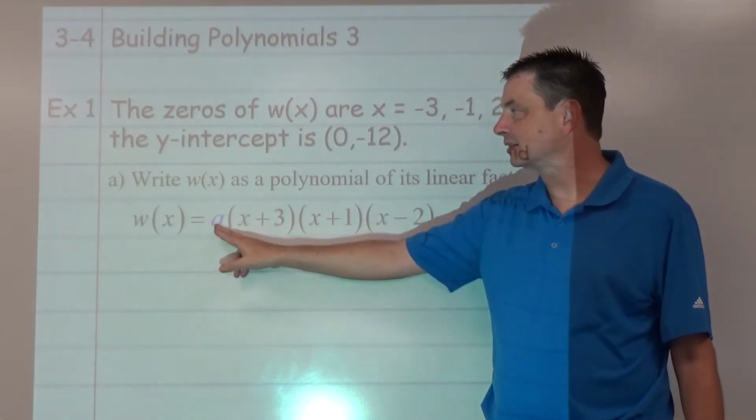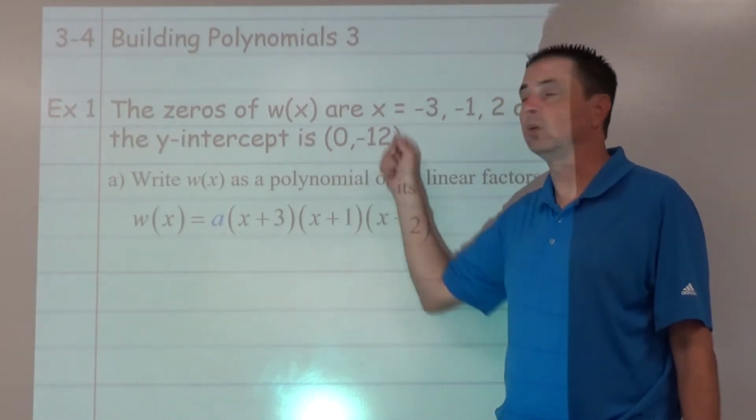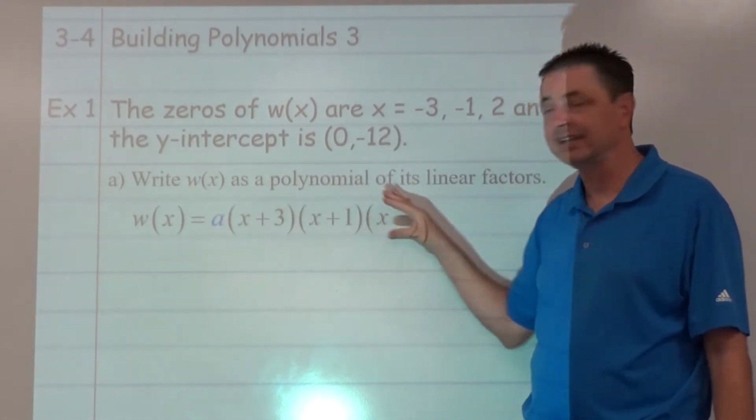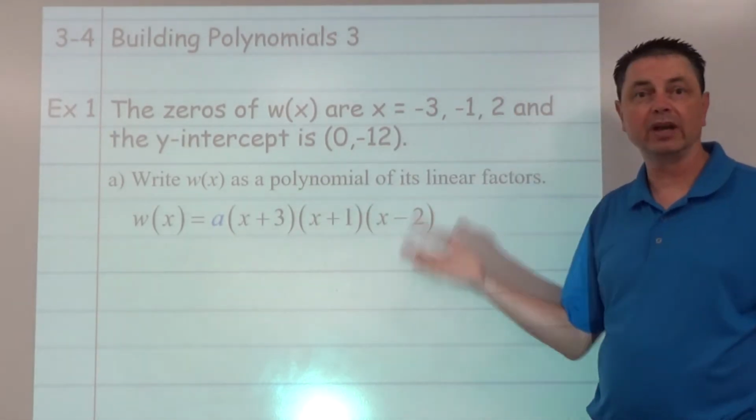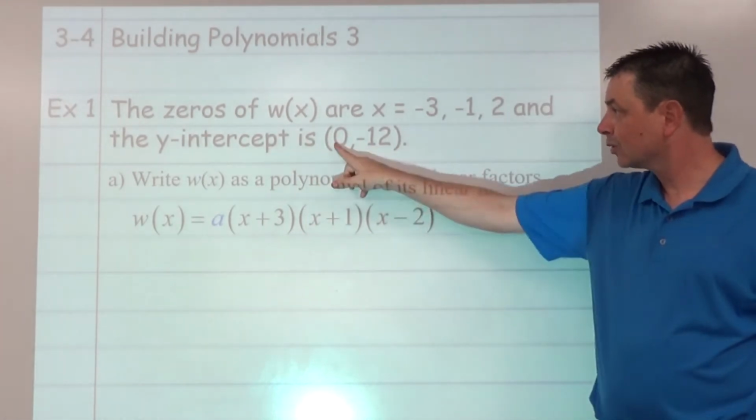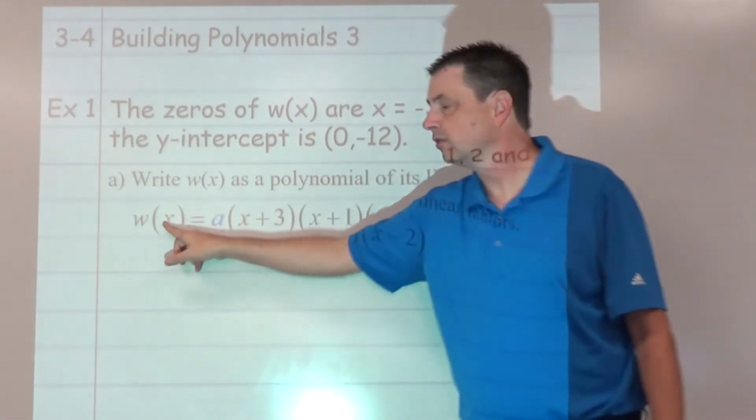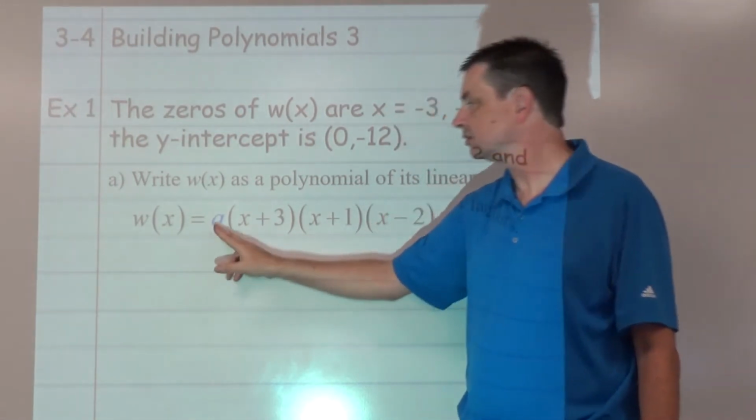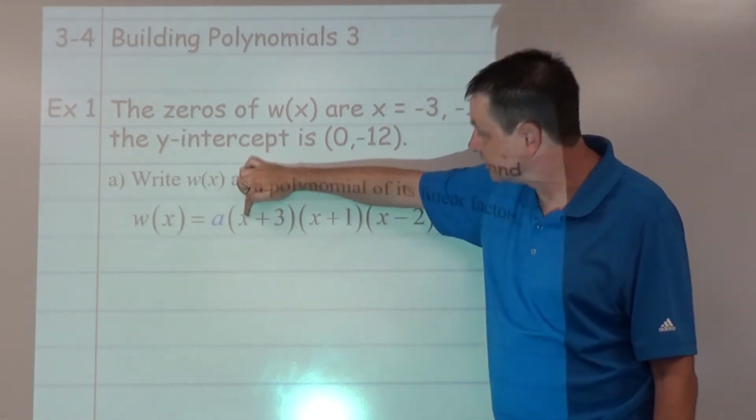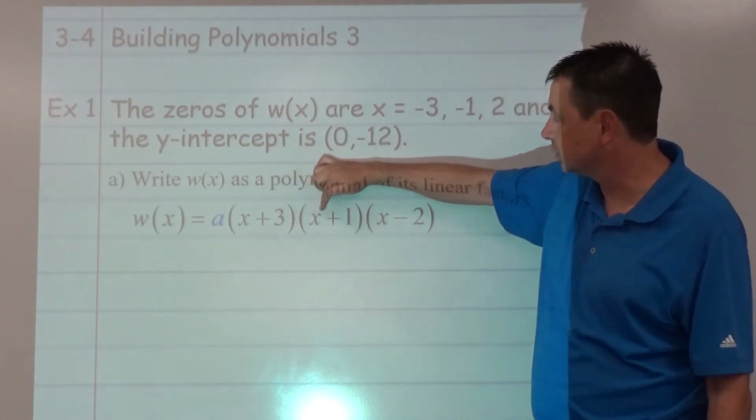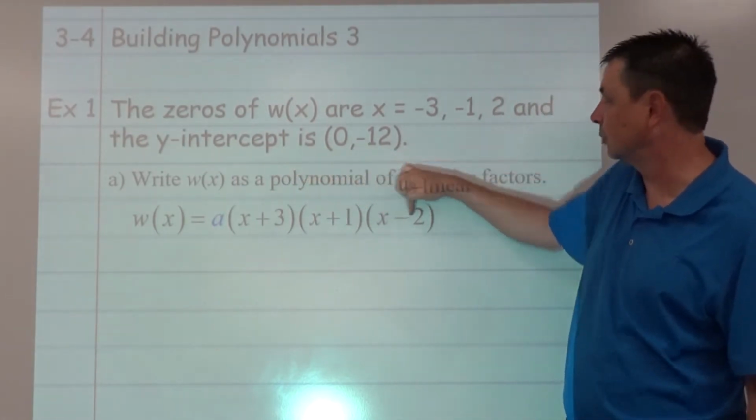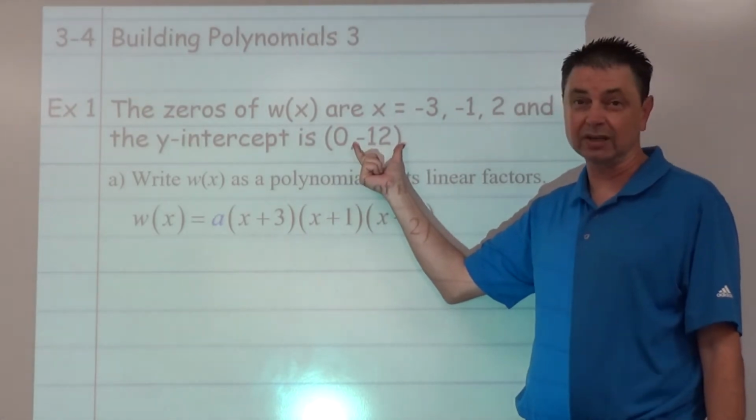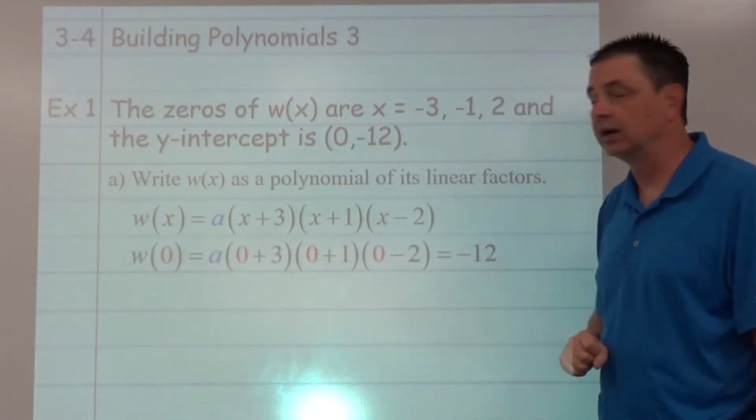So to figure out the a, we're going to use the y-intercept. So we'll go after the y-intercept the same way we normally do. We're going to substitute in 0 for all the x's. W of 0 equals, still don't know what a is, 0 plus 3 times 0 plus 1 times 0 minus 2. That should equal, according to our y-intercept, negative 12.